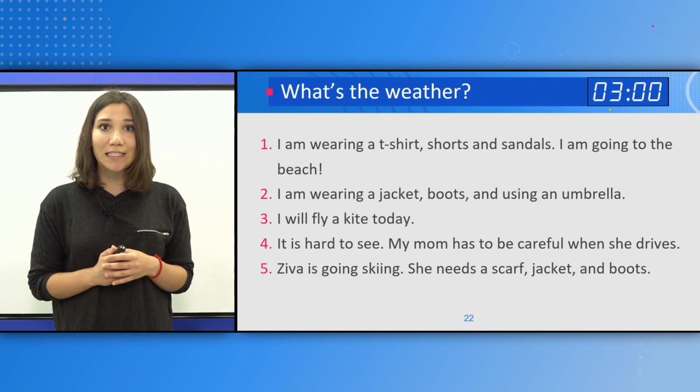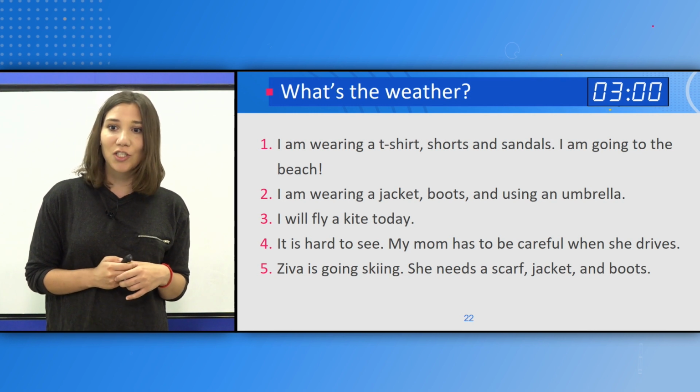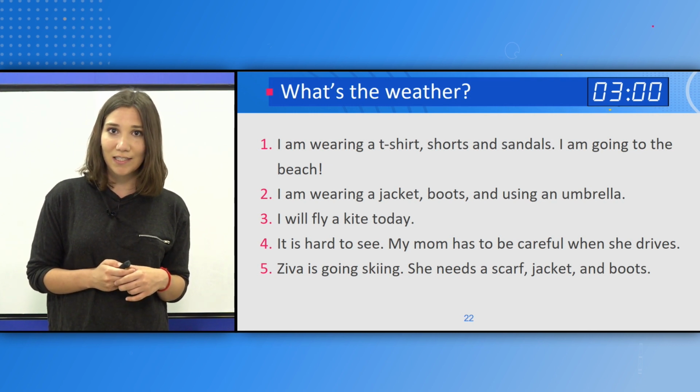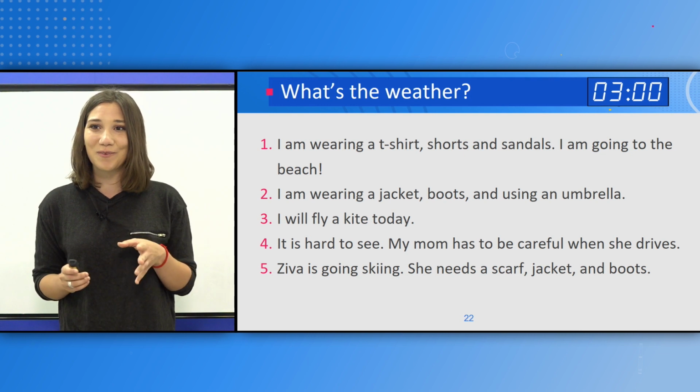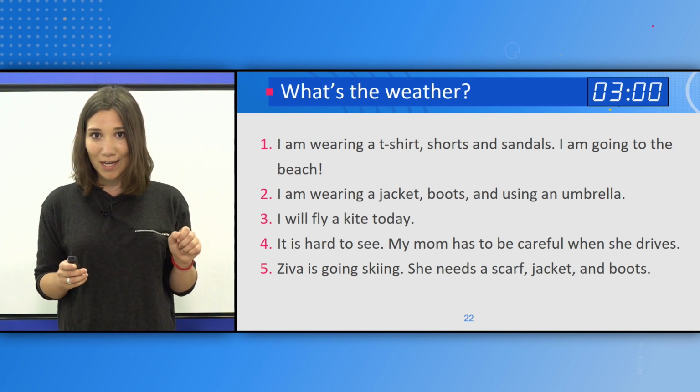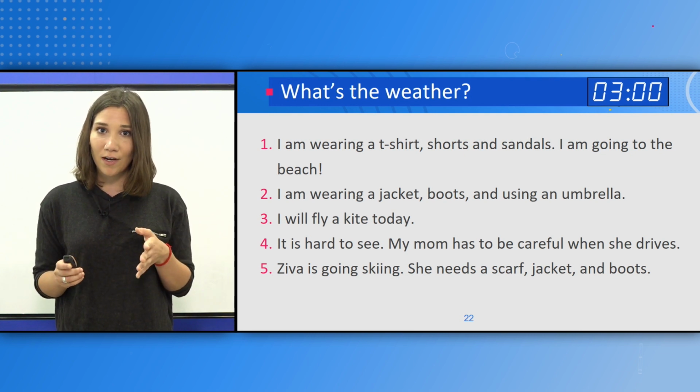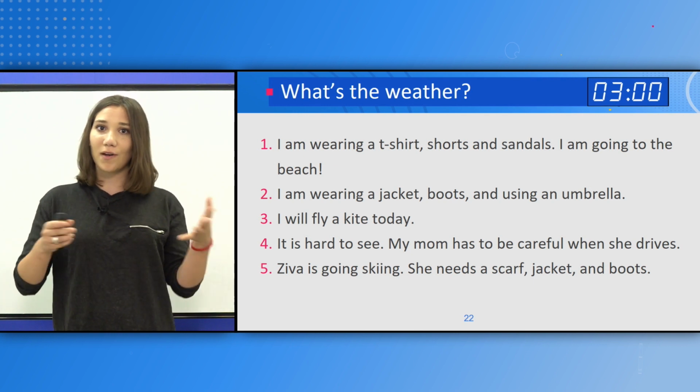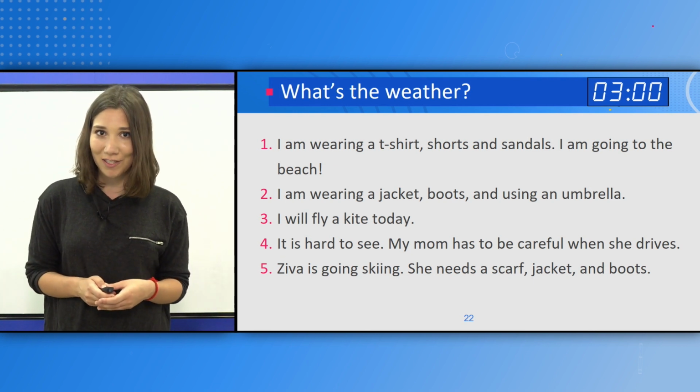Now last one, Ziva is going skiing. She needs a scarf, jacket, and boots. So you have 3 minutes to write down what type of weather matches the outfit or the activity, and then we'll check your answer.